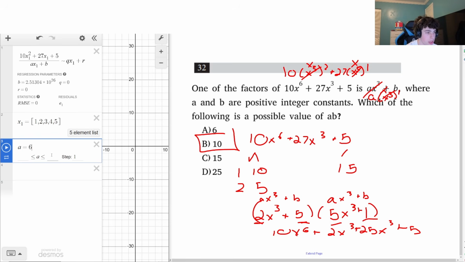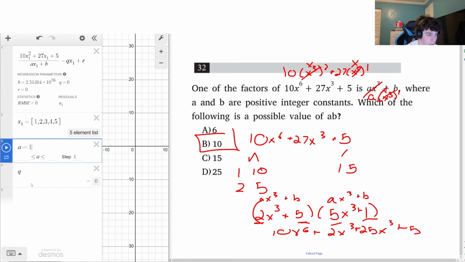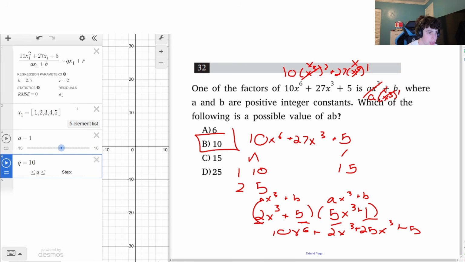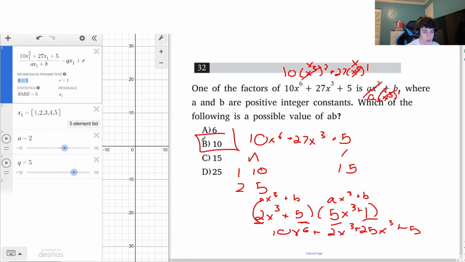So I really could do my a and q. I know that a times q has to equal 10. So we could say, for example, a equals 1 and q equals 10, and we would see that they're not all integer constants. Then if we tried a is 2 and q is 5, then this would work. And we would say, okay, a is 2 and b is 5, and so we would get 10.